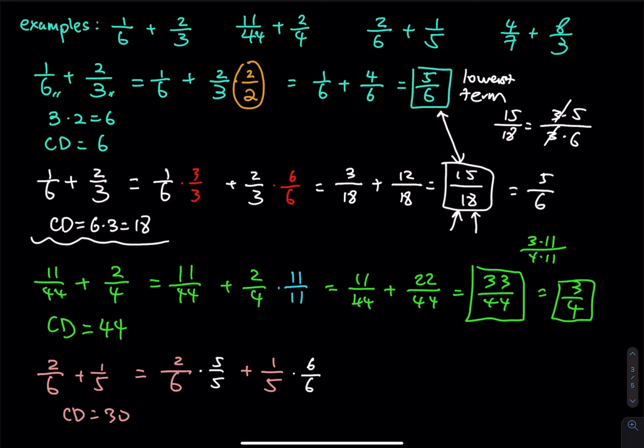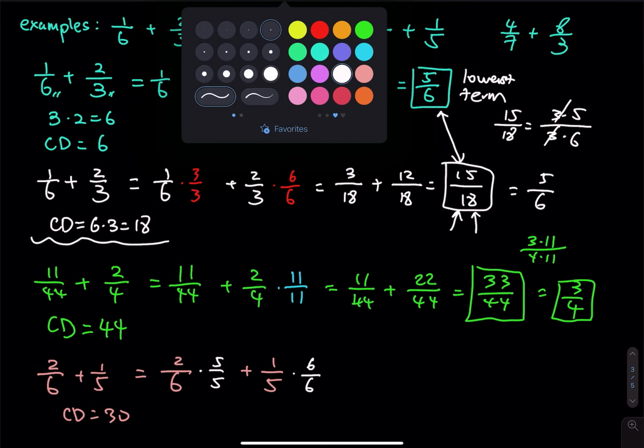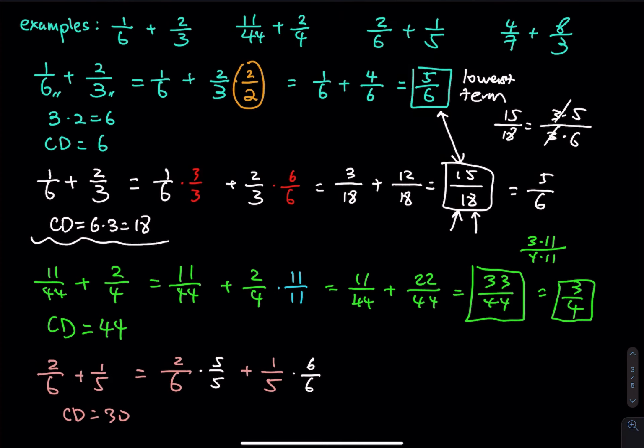So for multiplication, what do you do? You just multiply the top and bottom, right? Simple rule. So 2 times 5 is equal to 10, 6 times 5 is 30, 1 times 6 is 6, 5 times 6 is 30, and then you have 16 divided by 30, right? 16 divided by 30, they are both even numbers, so you can divide the top and bottom by 2 to reduce the fraction.